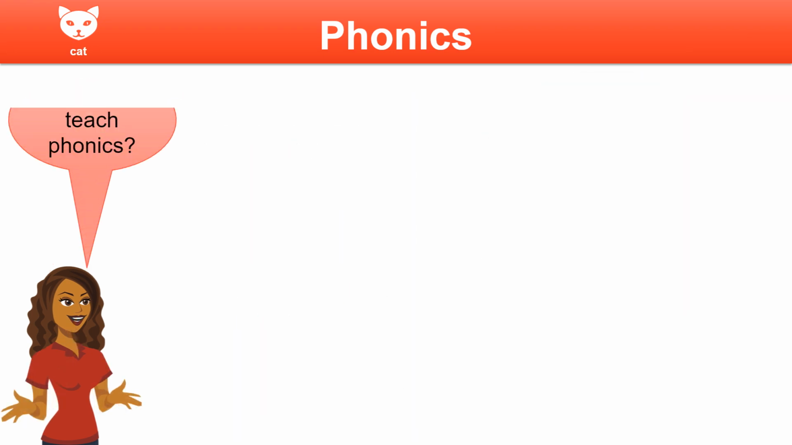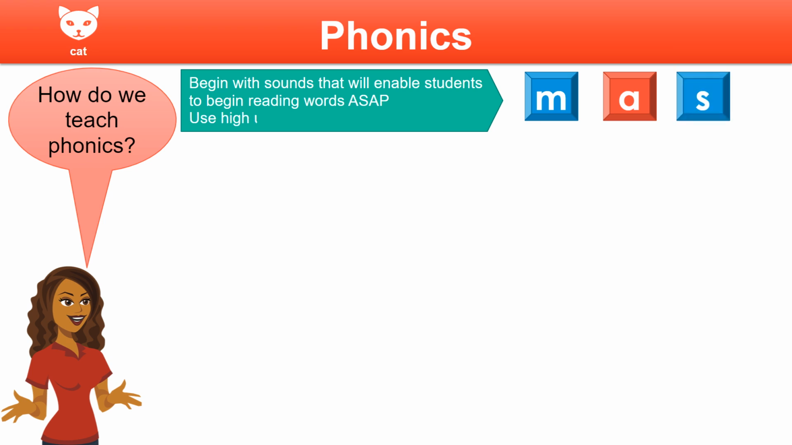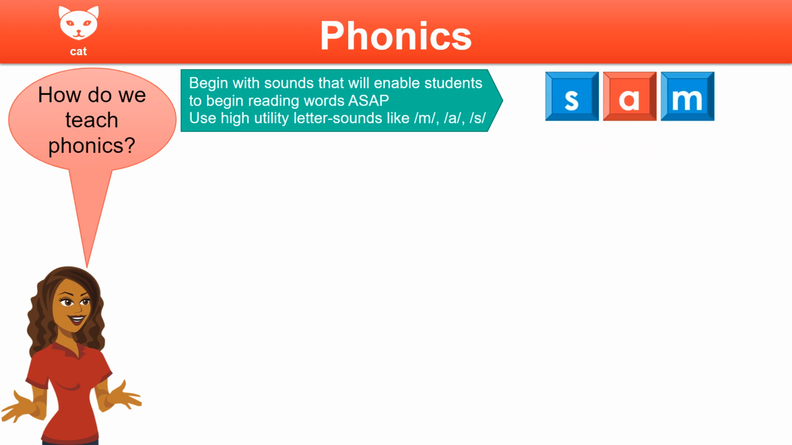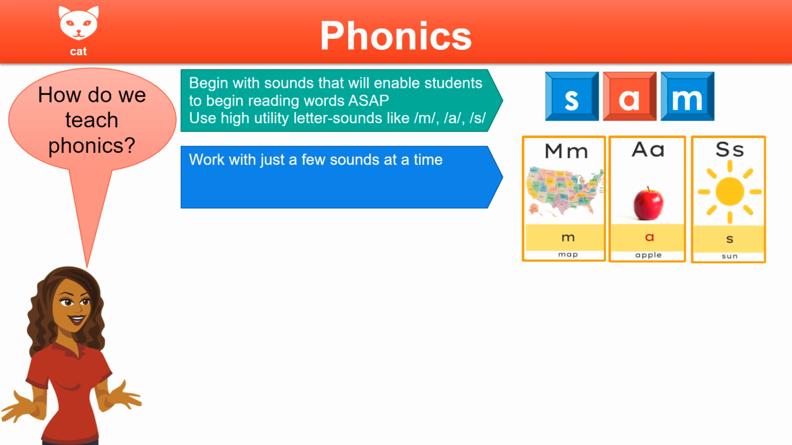So, how do we teach phonics? While there isn't a specific agreed-upon instructional sequence for introducing letter-sound relationships, it's good to begin with sounds that will enable students to begin reading words as quickly as possible. Start with letter sounds of high utility, such as A and S, so students can begin working with words as soon as possible. Work with just a few sounds at a time by teaching each letter of the alphabet and its most common corresponding sound.